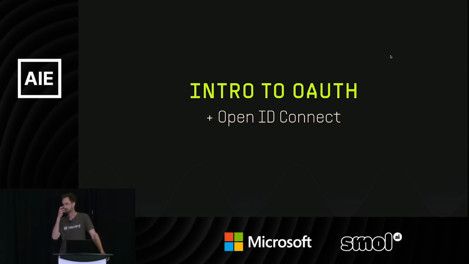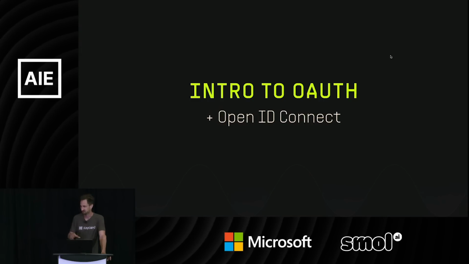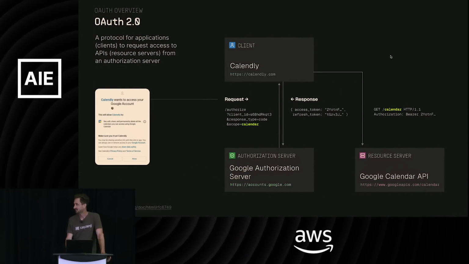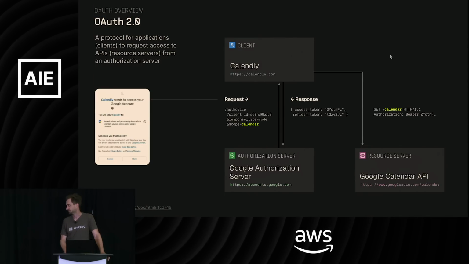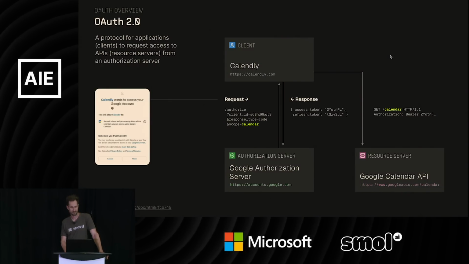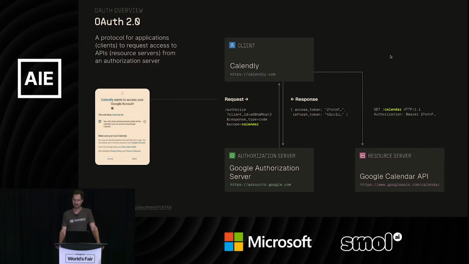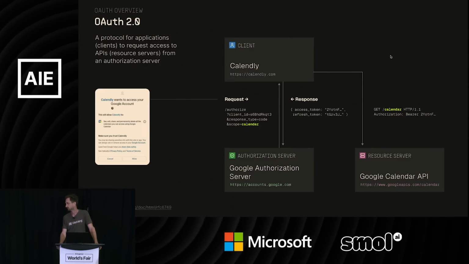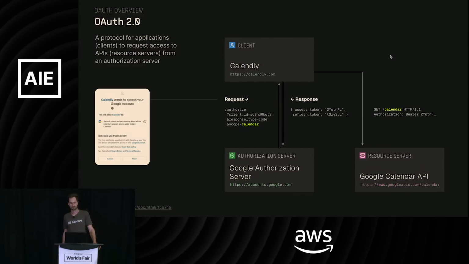Now, show of hands, how many people are familiar with OAuth in the crowd? I'll say quite a bit. So I'll burn through this quickly, but just as a quick introduction, I'm not going to lie to anyone. OAuth is a relatively complicated protocol, especially when you consider all the extensions. But the principles behind it are fairly straightforward and easy to understand. It's a protocol for applications, which we call clients in OAuth, to request access to APIs, which we call resource servers. And these requests are mediated by what's known as an authorization server.